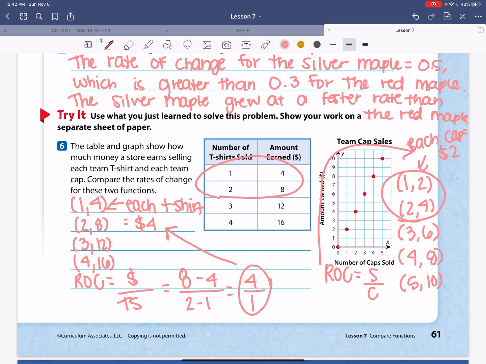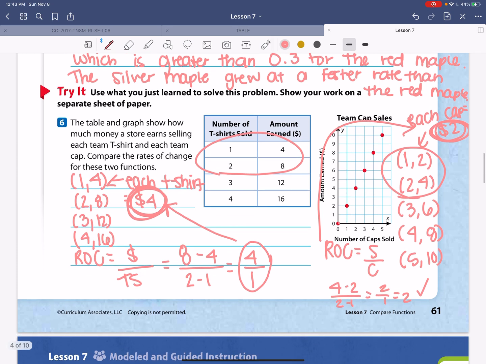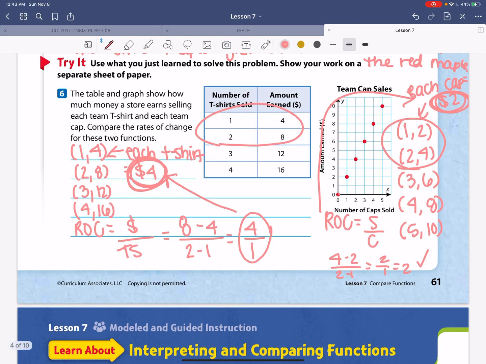So let's just work with the second one first and do 4 minus 2 over 2 minus 1, which is 2 over 1, which is 2, which checks out. So all we needed to find was pretty much the unit rate for each of them. Remember, going back to like 6th and 7th grade, we talked about what unit rate was. We just needed to find out how much each of these items were worth. So the t-shirt is worth $4 and the cap is worth 2. So you can say the t-shirt's twice as much as the cap. And that's pretty much it.